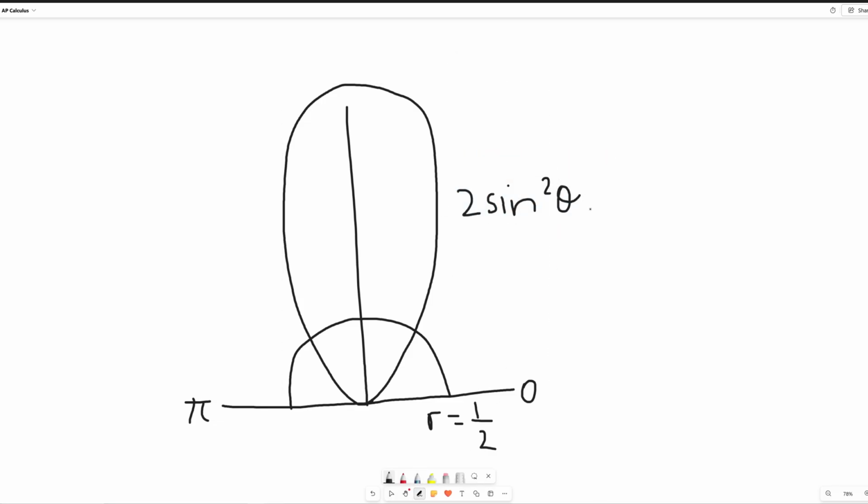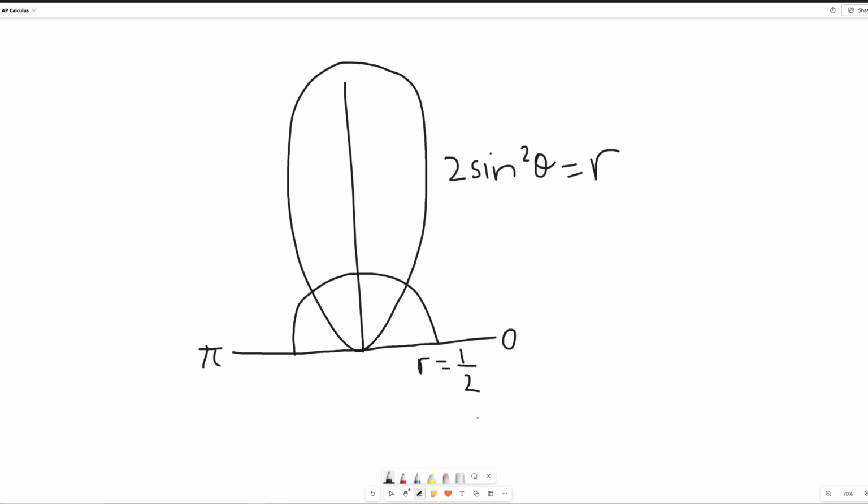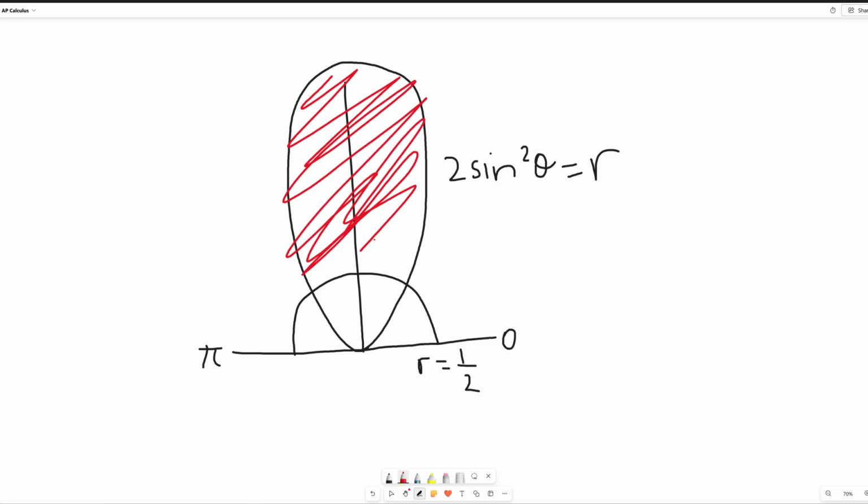Okay, I can't select it, but this is r. So, if I said to find the area that is inside this graph, but outside this graph, that would mean you find the area in here, but above this graph. So like this is like the bounding line.